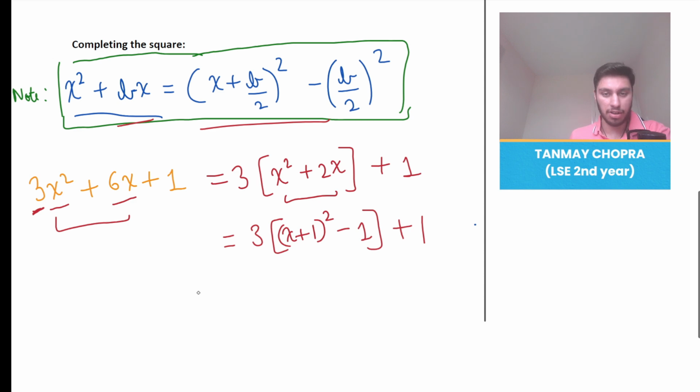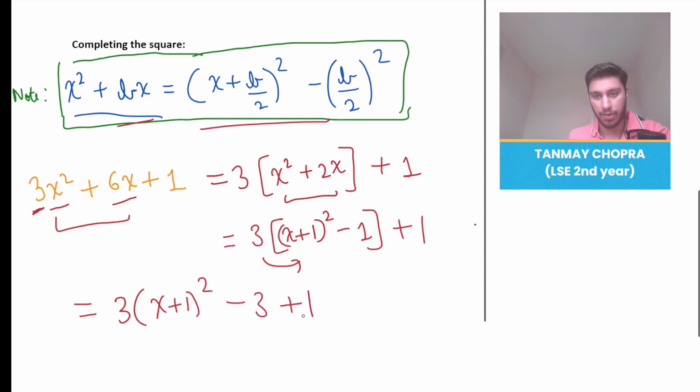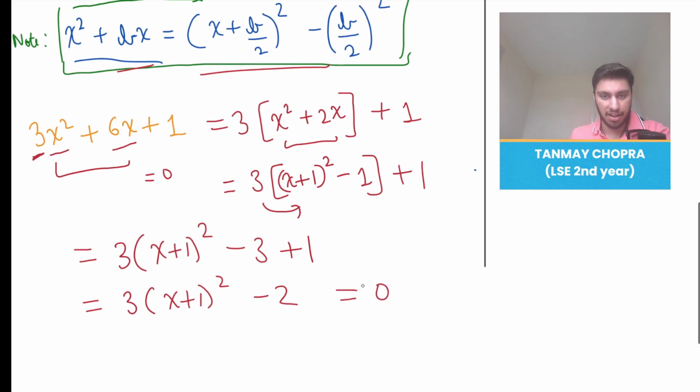We have still not solved the quadratic. We still need to do more work here. So what do we do? We now expand this bracket again. 3 times x plus 1 squared minus 3 plus 1. Right? That's how we expand the brackets. We simplify this to 3 times x plus 1 squared minus 2. And suppose this expression was equal to 0. Now if I want to solve this equal to 0, this is trivial. And we did this like in the last example as well.